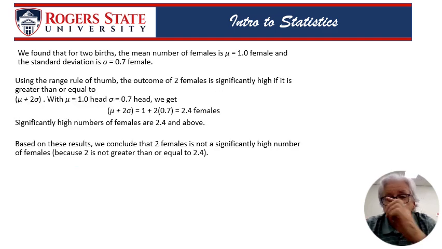So we found, for two births, that the mean is 1 and the standard deviation is 0.7. Using the rule of thumb, the outcome of 2 females is significantly high if it's greater than or equal to 2.4 females. Well, we both know that ain't going to happen. And then we can do the same thing going the other direction.